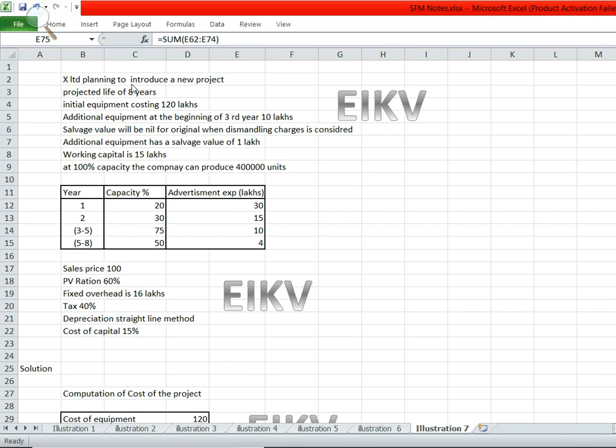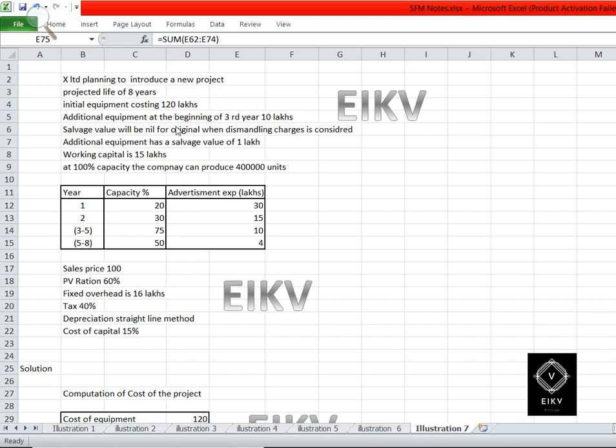This is Vishnu. So in this illustration, a company named X Limited is planning to introduce a new product. The projected life of the project is 8 years. Initial equipment costs rupees 120 lakhs, and at the beginning of the third year, the company is planning to invest another equipment of rupees 10 lakhs.